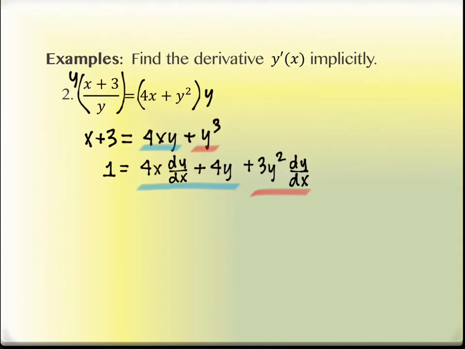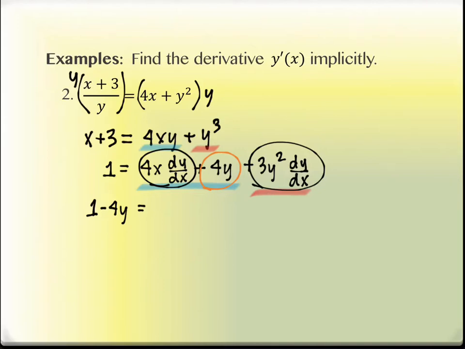So what I do is I move anything that doesn't have a dy/dx. This 4y didn't have a dy/dx, so it can be booted to the other side. That's my first step, to get only the pieces that have the dy/dx on the same side. So this is 1 minus 4y, and then everything else, namely 4x dy/dx and 3y squared dy/dx, they have dy/dx in them, correct?